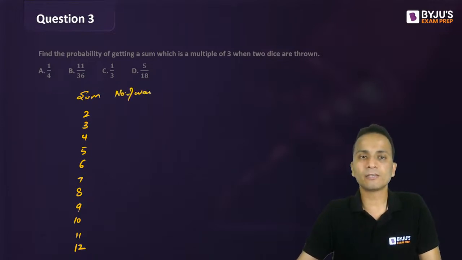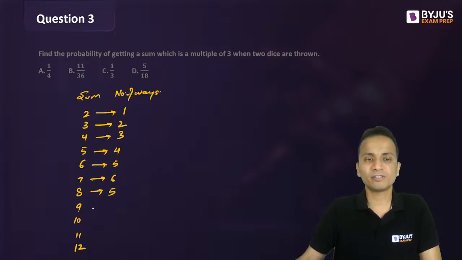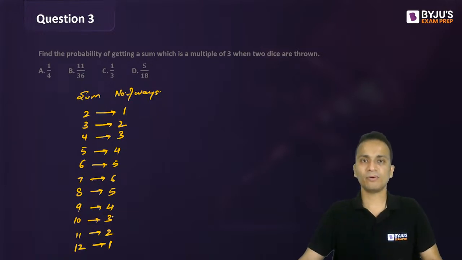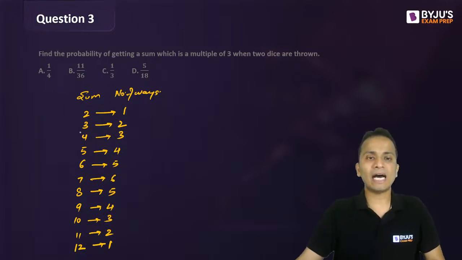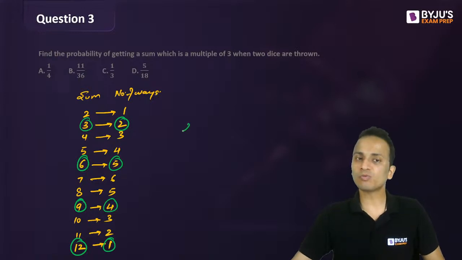The number of ways in which you can obtain these sums are 1, 2, this forms a wonderful series, 3, 4, 5, 6, 5, 4, 3, 2, and 1. You may note it down, right? Now you want the sum as either 3 or 6 or 9 or 12. So the number of cases will be 2 plus 5 plus 4 plus 1.